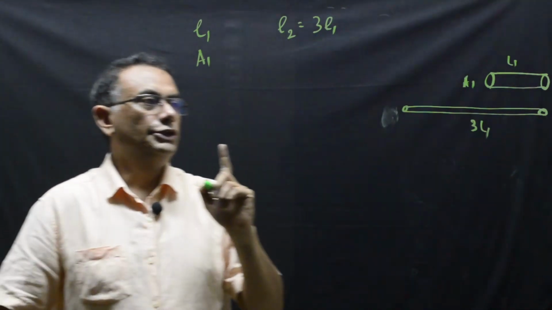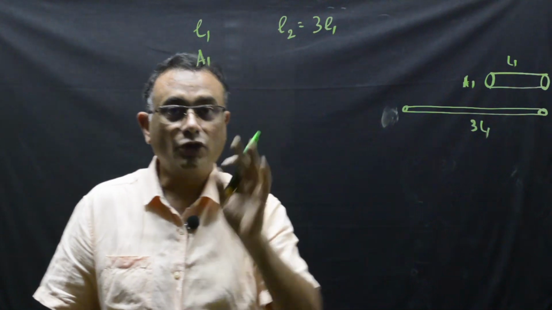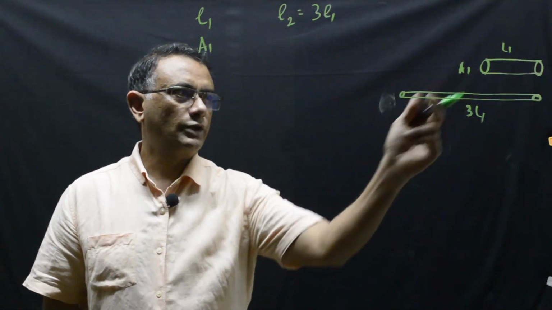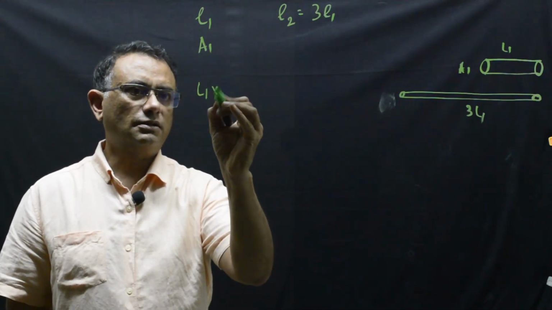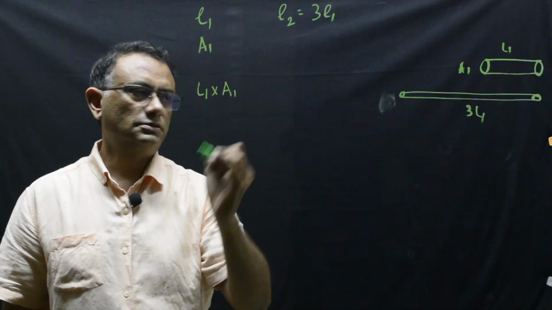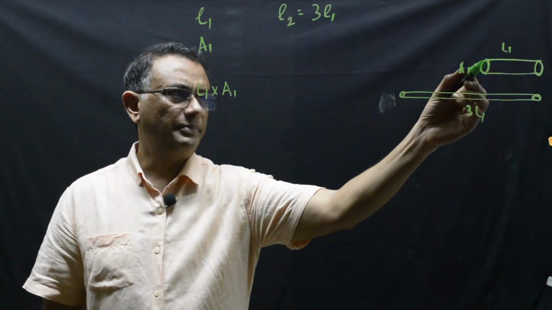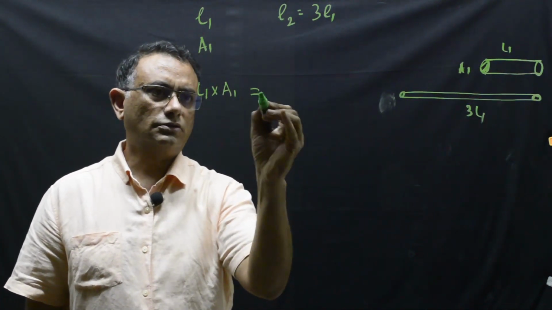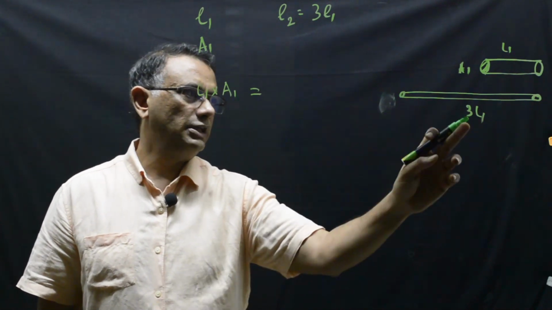So we will use the concept that there is no loss in material, or the volume of the wire is going to be the same. Therefore, let's look at the volume in the first case. It is going to be L1 multiplied by A1, because this is like a cylinder, right? Area of the base into height will be the volume. So there is no loss of material, volume is the same, should be equal to the second case.